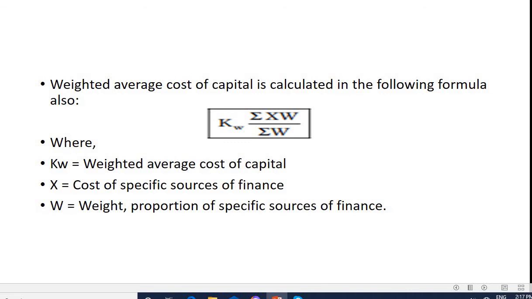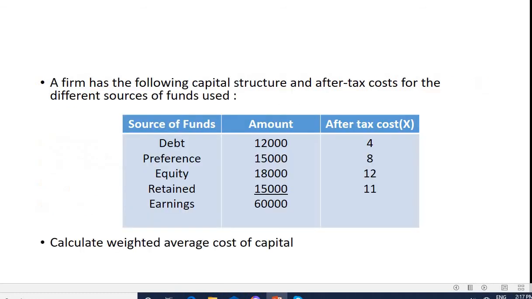That is the cost of a specific source of finance multiplied with the weight, the product of cost and weight, divided by summation W, which is the total of weights, that is we take it as 100. So this is the formula to calculate the weighted average cost of capital. It is also called the composite cost of capital, where composite means we are considering all the sources of finance. We'll just solve a simple problem based on weighted average cost of capital.